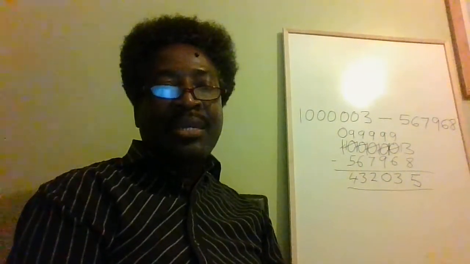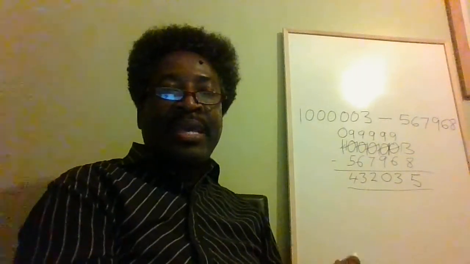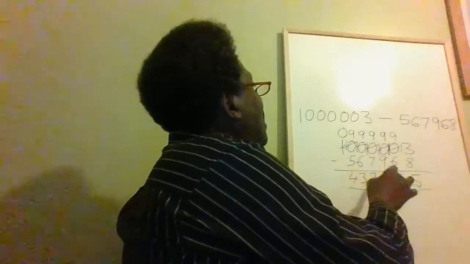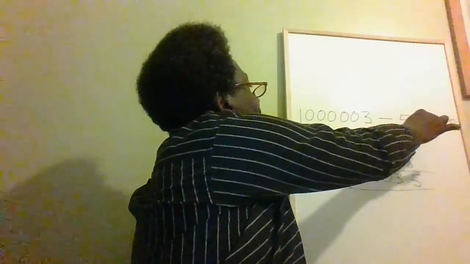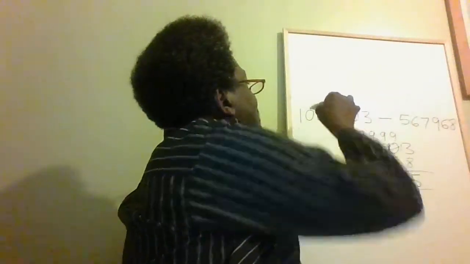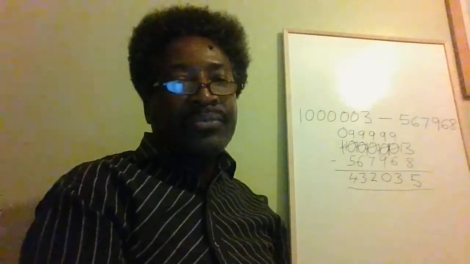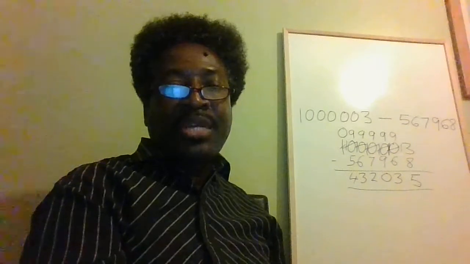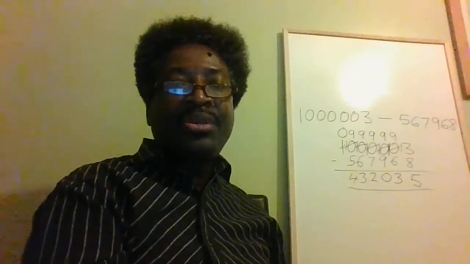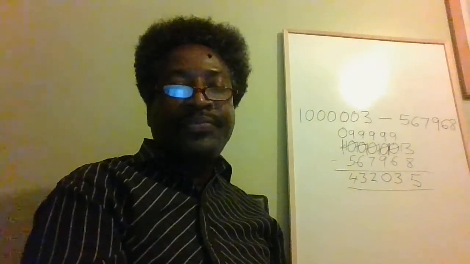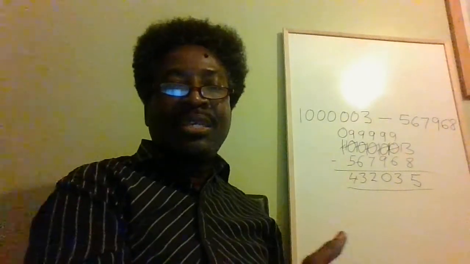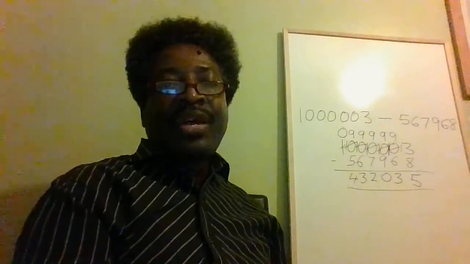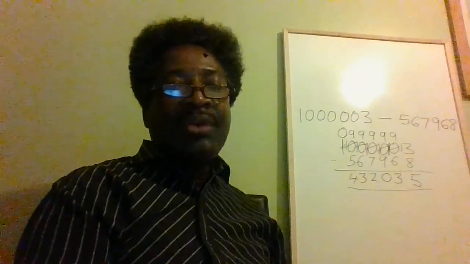That's our answer. Let's check and see if that answer is correct. We are going to add our answer to that number and see if we get 1,000,003. Remember, addition is the inverse of subtraction. Addition is the inverse of takeaway. Subtraction is the inverse of addition. Takeaway is the inverse of addition. Anyhow you say it is correct.